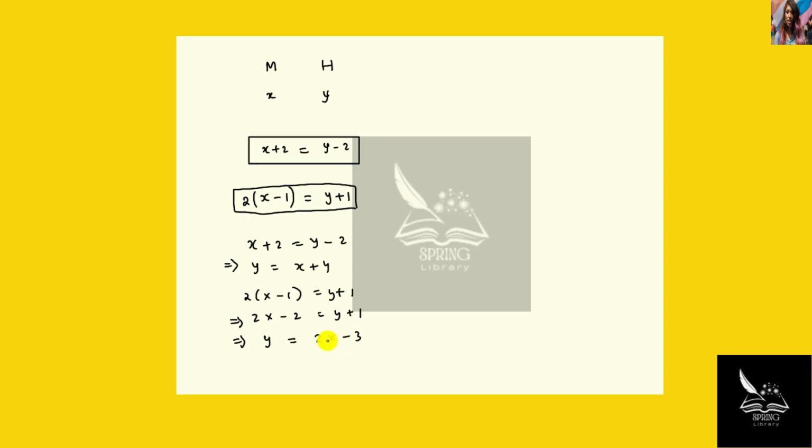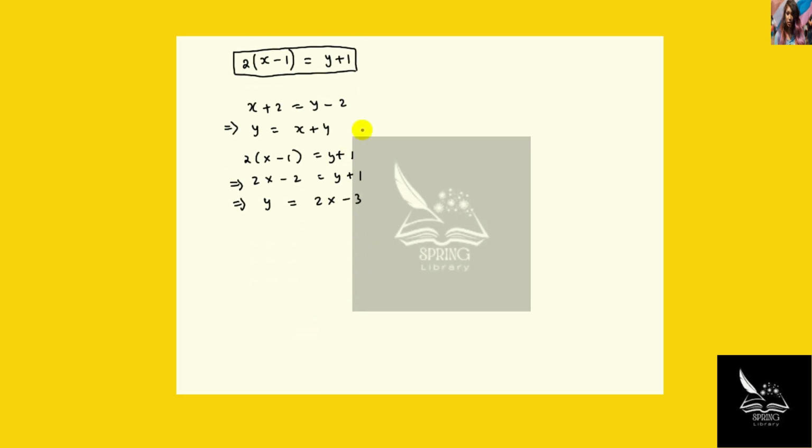Now, which means that x plus 4 is equal to 2x minus 3. So these two equations imply that x plus 4 is equal to 2x minus 3. If you cancel 1x, we have x on the right hand side, and minus 3 goes to the left, and we have 4 plus 3 on the left. This implies that x is equal to 7.